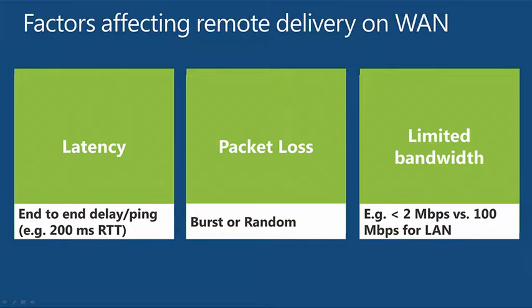Secondly, we have packet loss. The obvious form of this is in a wireless environment, Wi-Fi, where you experience a random or a burst of network loss, and that creates issues when you're in a remote delivery scenario.